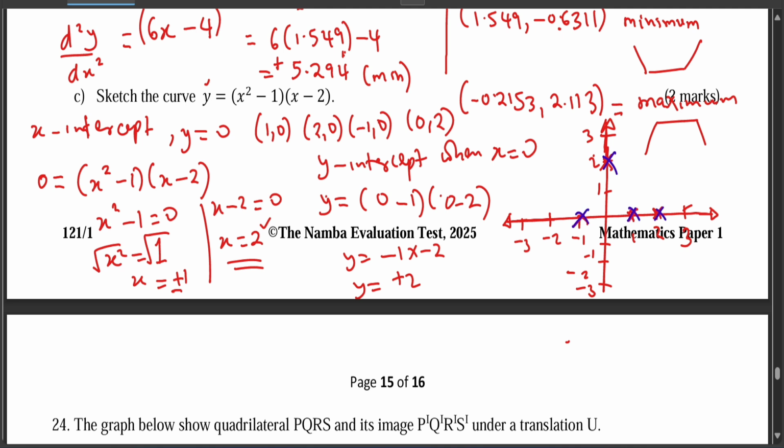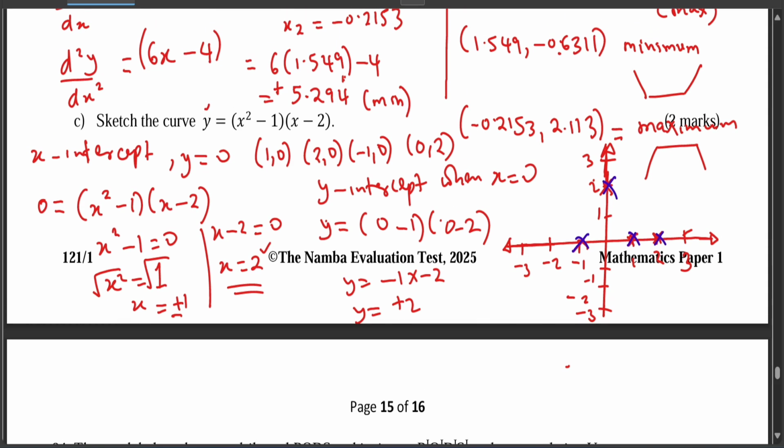The next step is to plot your stationary points, which are this and this. Your first stationary point is 1.549 and -0.6311. So 1.5 is somewhere here, and -0.6 should be somewhere here. And the other is -0.2153 and 2.113, which is around here, I think. So it should be somewhere there.